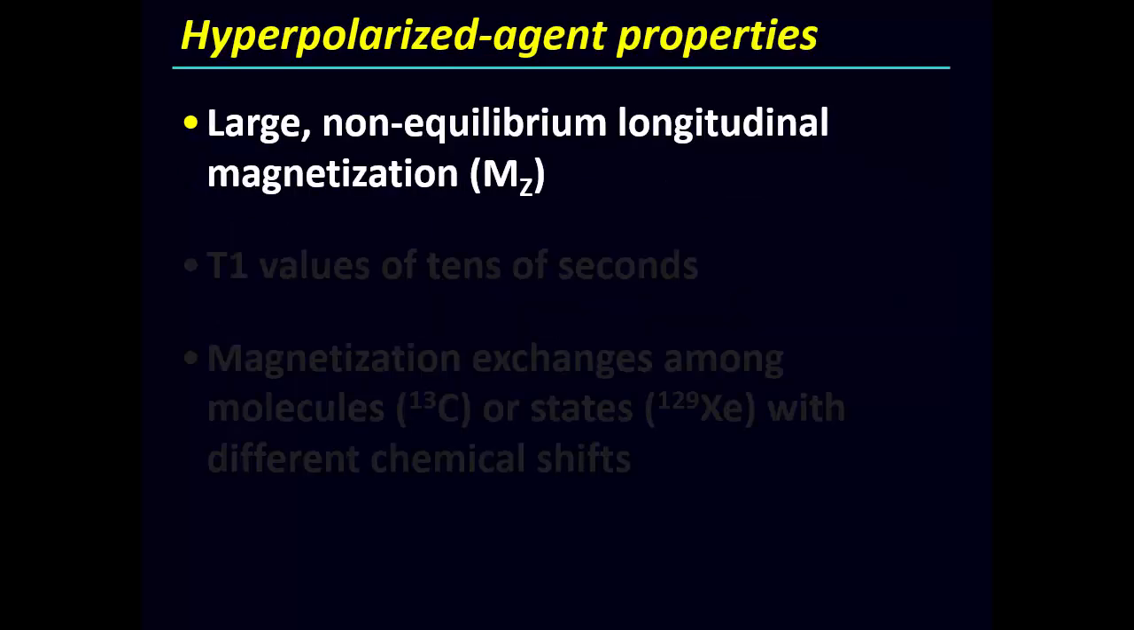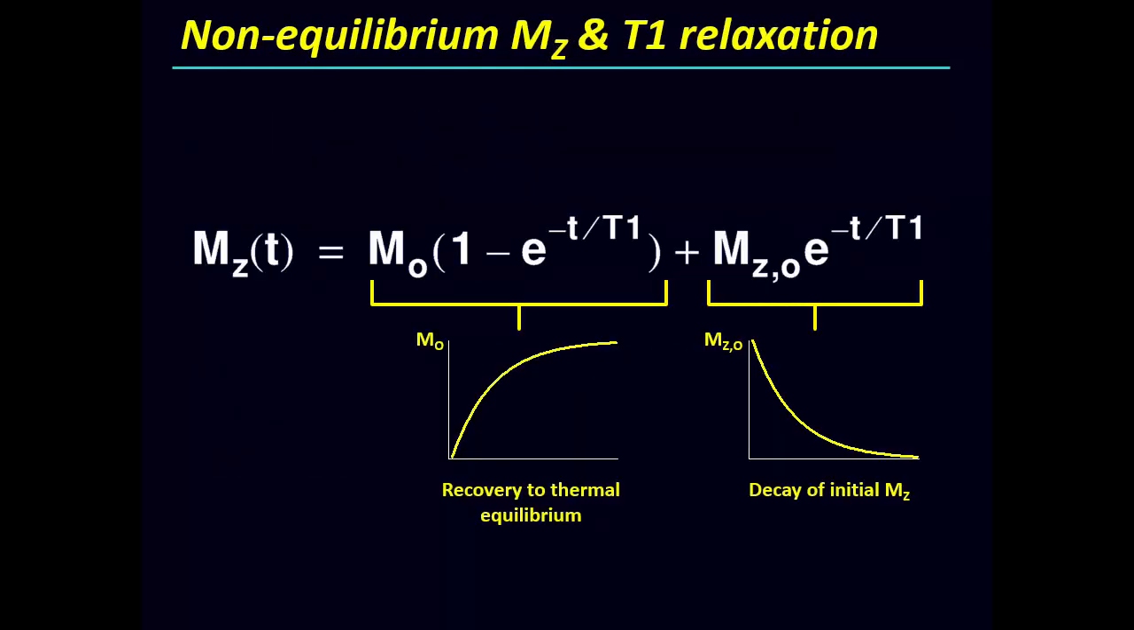Now, as we saw in the last talk, one of the hallmarks of a hyperpolarized agent is that we have this large non-equilibrium longitudinal magnetization. And remember that non-equilibrium refers to where we're going to image it, that is, at body temperature and at field strengths of a few Tesla. So the relaxation of this magnetization is, of course, governed by the standard equation, as we have here. We have a recovery to thermal equilibrium term and a decay of the initial magnetization term.